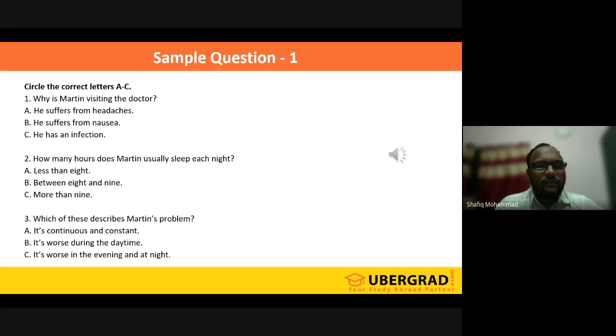And the third one. Which of these describes Martin's problem? So, mostly it would be worse in the evening at night. So, C they have given, right? So, I don't think it is C. It is C or B. Yeah, I think yes, it is C. I'm sorry. It is exactly C. It is worse in the evening and also night.